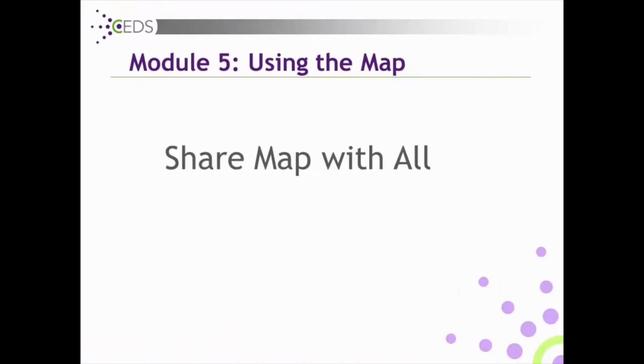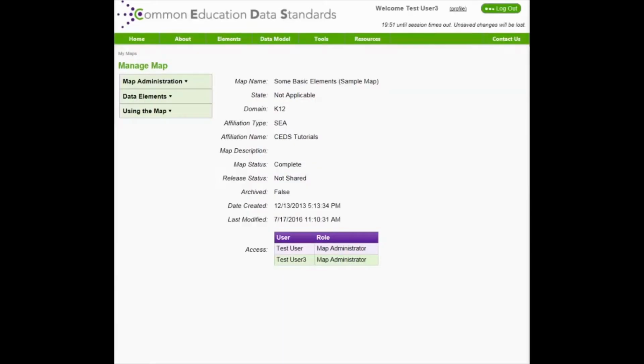Share Map with All, Topic 3. This topic will cover how to share your map so that it is available to everyone, including those with logins to CEDS and those without. When you have completed the alignment to CEDS for your map, and you have changed your map status to Complete, you can share your map. Until your map is shared, only map administrators, authorized users, restricted users, or those whom you have shared your map with individually can see your map and its information.